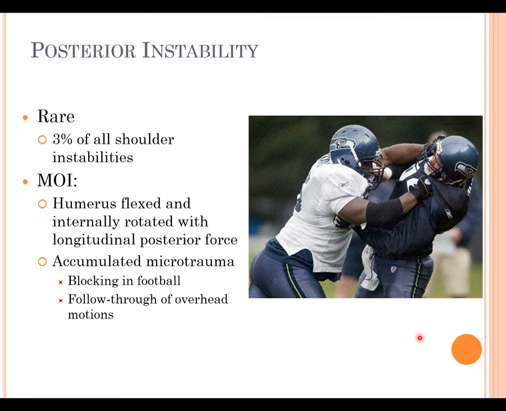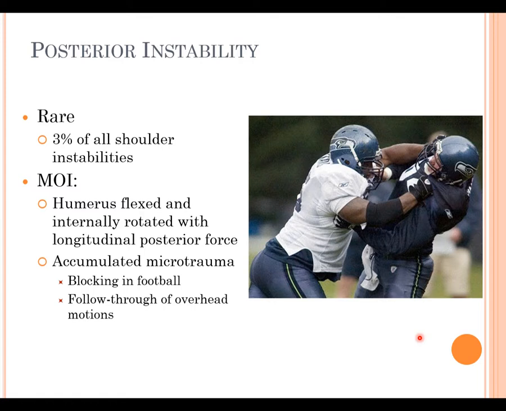This next one is about posterior instability. Overall, posterior instability is very rare. About 3% of all shoulder instabilities are posterior. The vast majority are anterior or anterior inferior. Part of it is the mechanism of injury behind how these things occur. Part of it is because the posterior capsule is a little bit tighter than the anterior capsule.